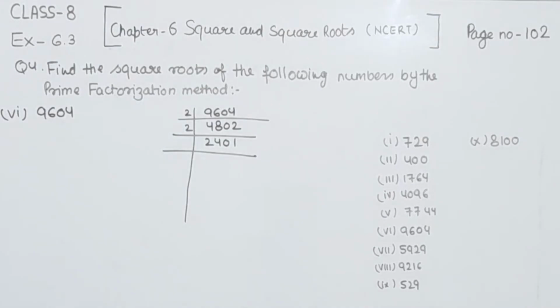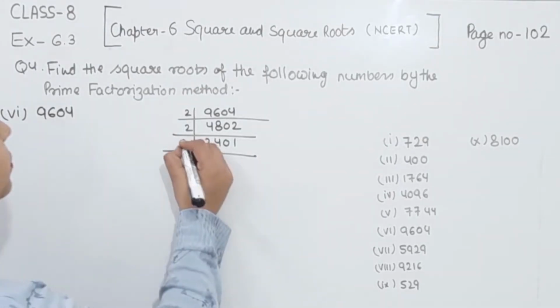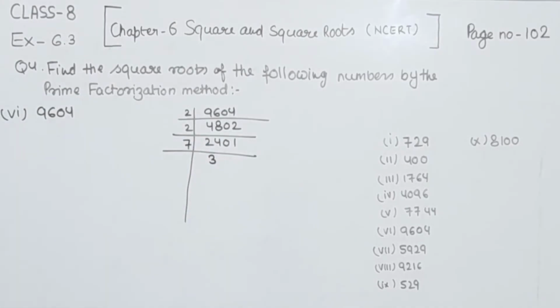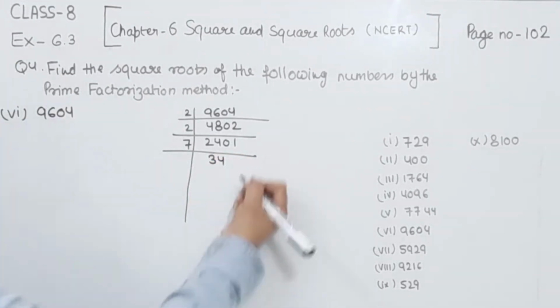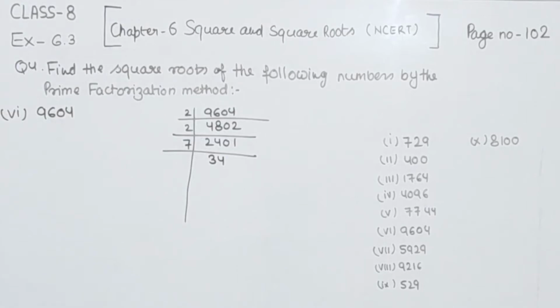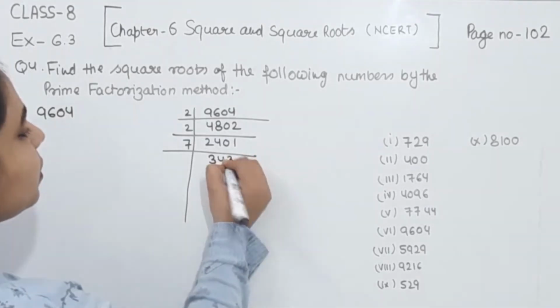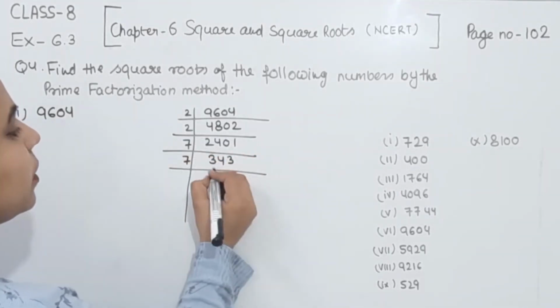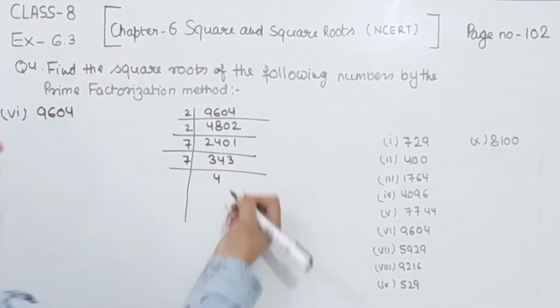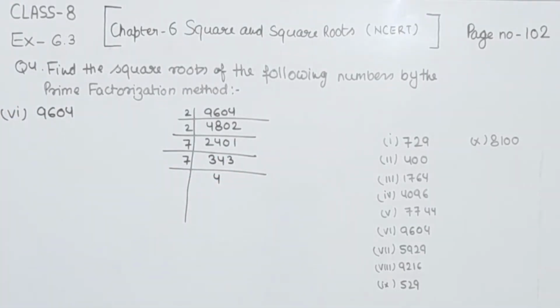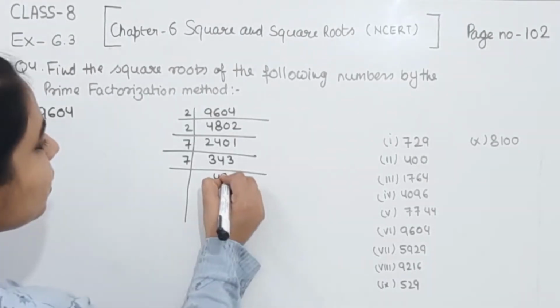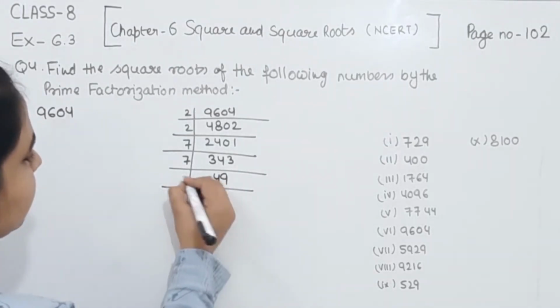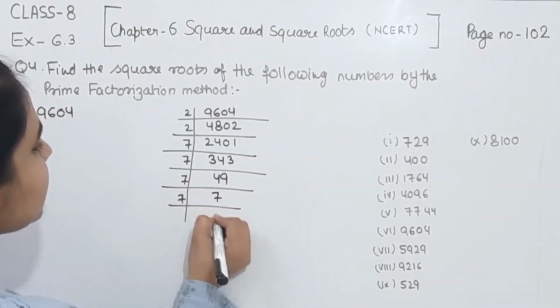2401. Now we are going to divide this one by the 7. So 7 3s are 21. We'll have the remainder as 3. Now 7 4s are 28. Then we have the remainder and then 7 3s are 21. Now again 7 4s are 28. We'll have the remainder as 6 and 7 9s are 63. Now 7 7s are 49 and 7 1s are 7.